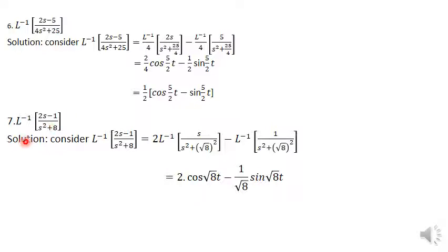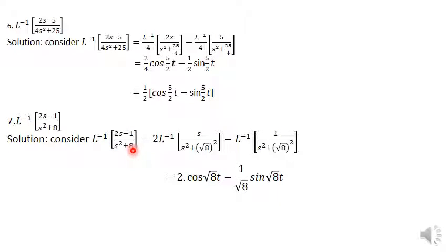Now we will see example 7. L inverse of 2s minus 1 divided by s square plus 4. Again the same thing, the numerator has two terms, therefore we usually split the denominator for both the functions. Now, L inverse of 2s minus 1 divided by s square plus 8 can be written as 2 times L inverse of s divided by s square plus 8.